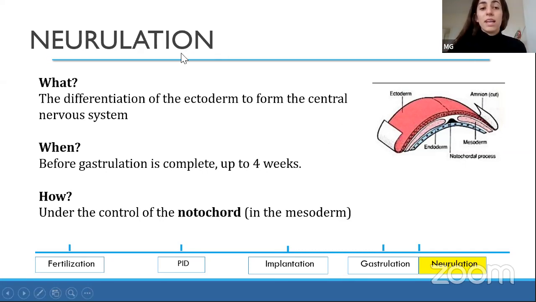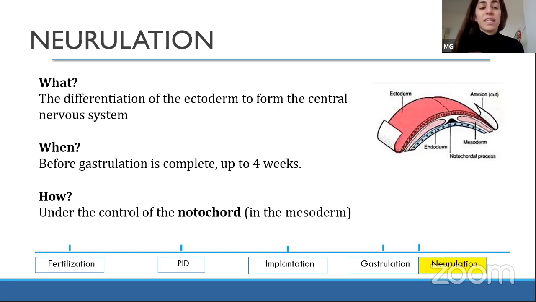So this is called neurulation. It's the differentiation of the ectoderm to become the central nervous system, okay? So when does it happen? Before gastrulation is complete, so up to 2 weeks, but it means that gastrulation is still going on towards the bottom end of the embryo, when neurulation has started at the top end of the embryo. So top end is cranial and bottom end is caudal, okay?